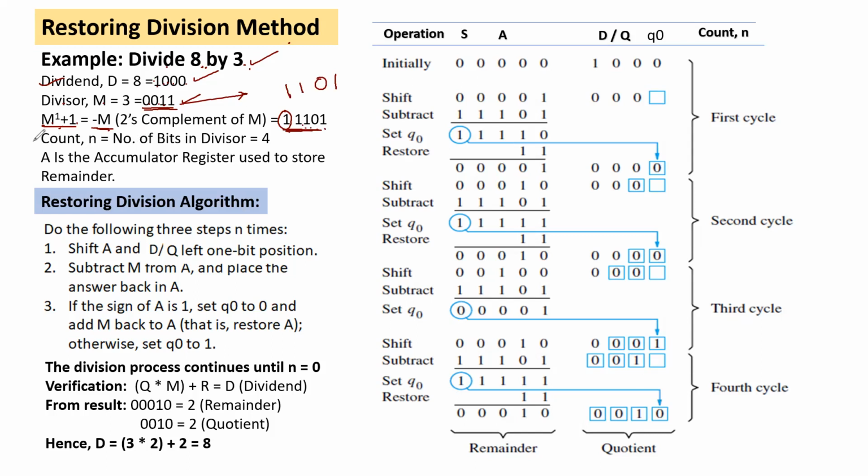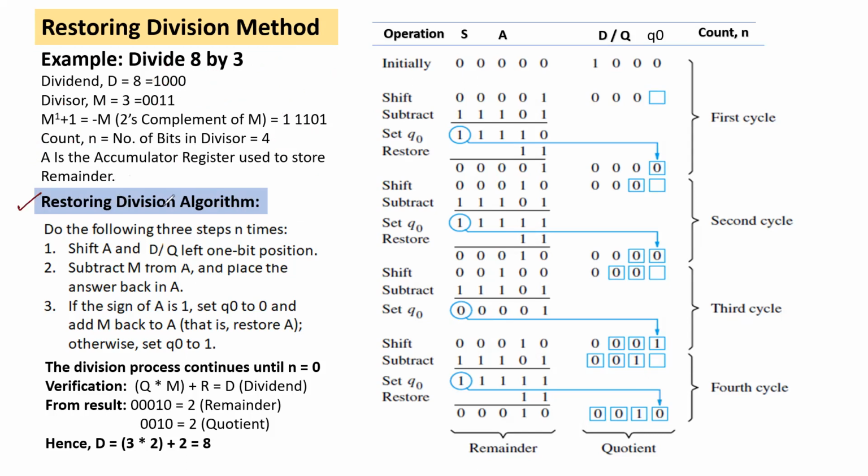Okay. Next, the count. How many cycles of partial divisions do we have to perform for this computer method? Count size, which is equal to n, that means the number of bits in the divisor. Depending on the number of bits used in the divisor, we should follow the number of partial divisions. That means n equals 4. Next, A means the accumulator register, used to store the partial remainder and also the final remainder at the end of the process.